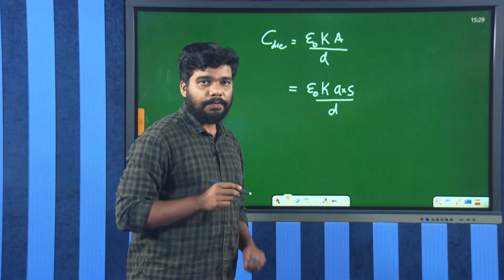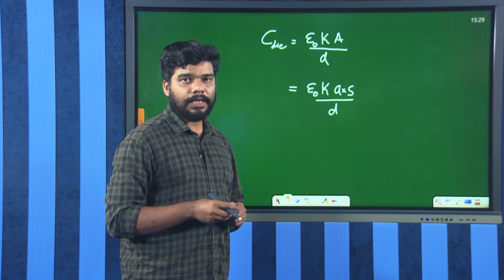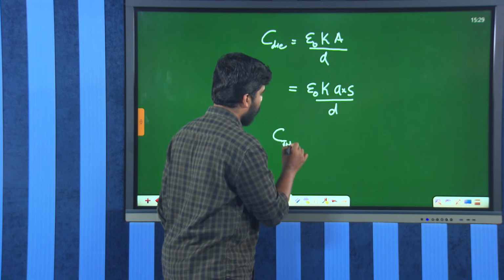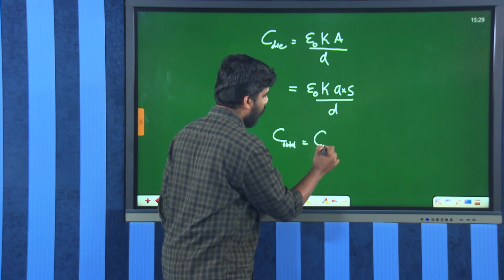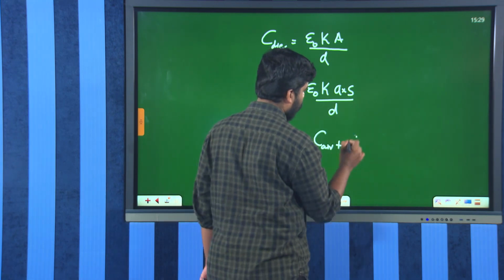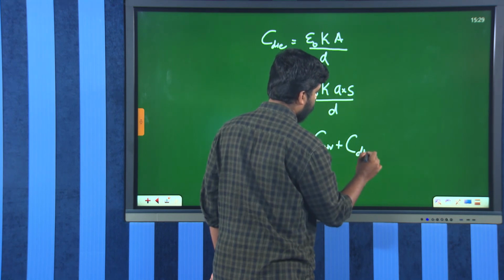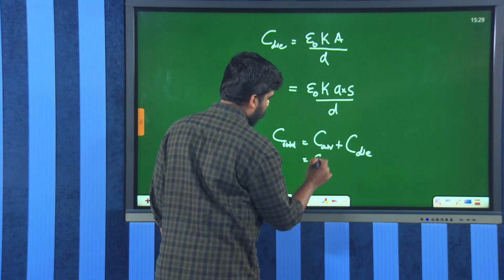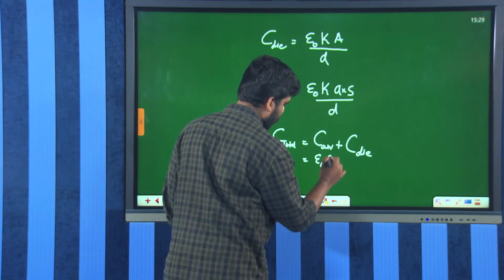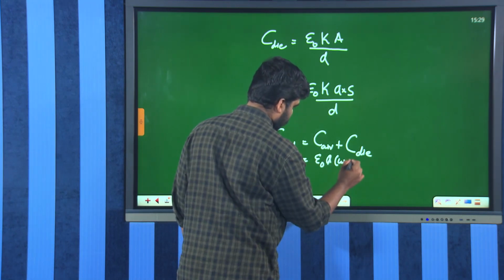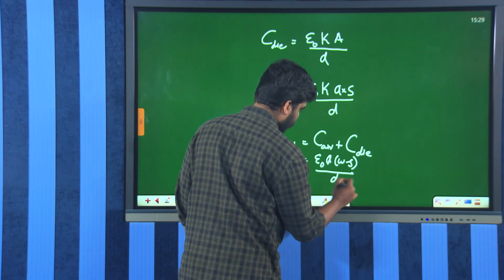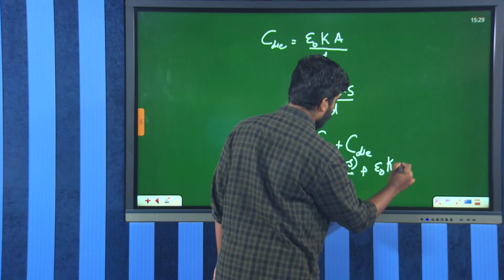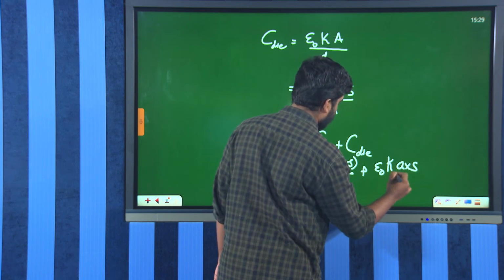Therefore, the total capacitance CT, C total, is equal to C of air plus C of dielectric. On substitution, what was C of air? C of air = ε0 a (W − S)/D, plus ε0 K a S/D.